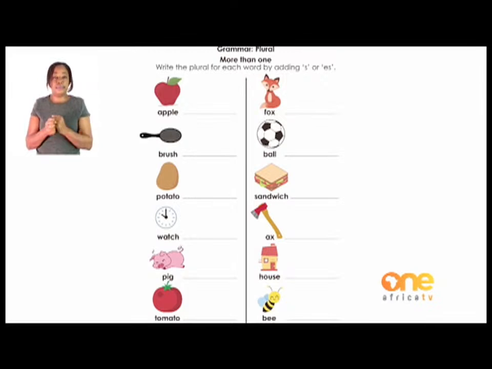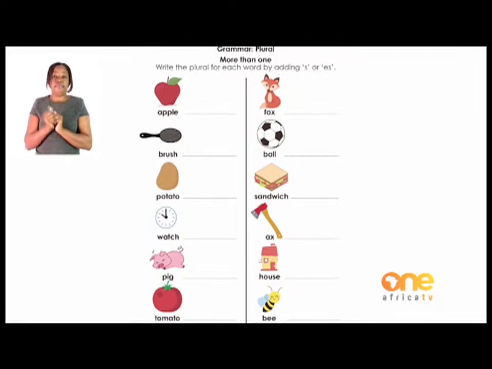There are many. The first one is an apple. If you write it in plural, are you going to add an S or ES? Brush, potato, watch, pig, tomato, fox, ball, sandwich, X, house, bee. So check all those words and follow the rule that I have told you and see if you will get it right. Grade 2s, enjoy your work.